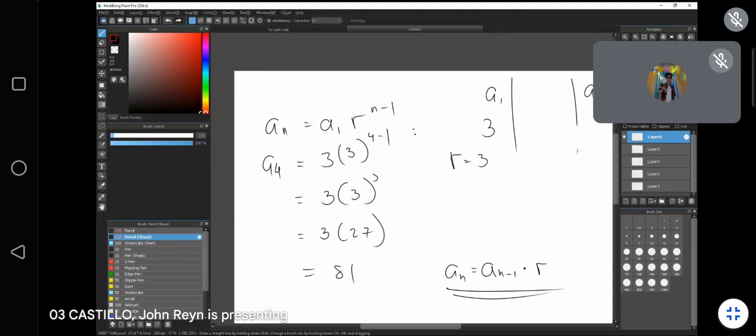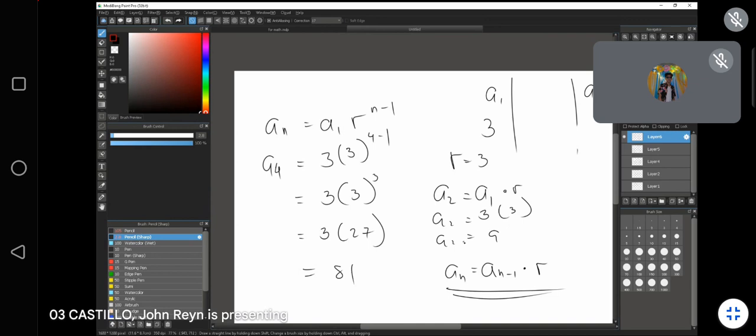Okay, look at John Ray. So we can use this to find the next term. Let's say we're finding A sub 2. Then n is 2, the preceding term is n minus 1, which would be A sub 1, and times R. So this would be A sub 1, which is 3, times 3. So 3 times 3 would be 9. So that is our A sub 2.